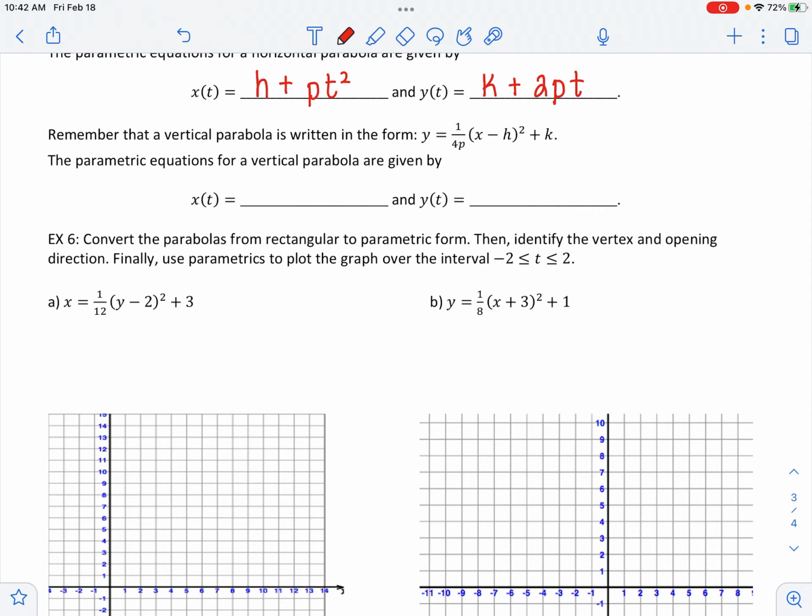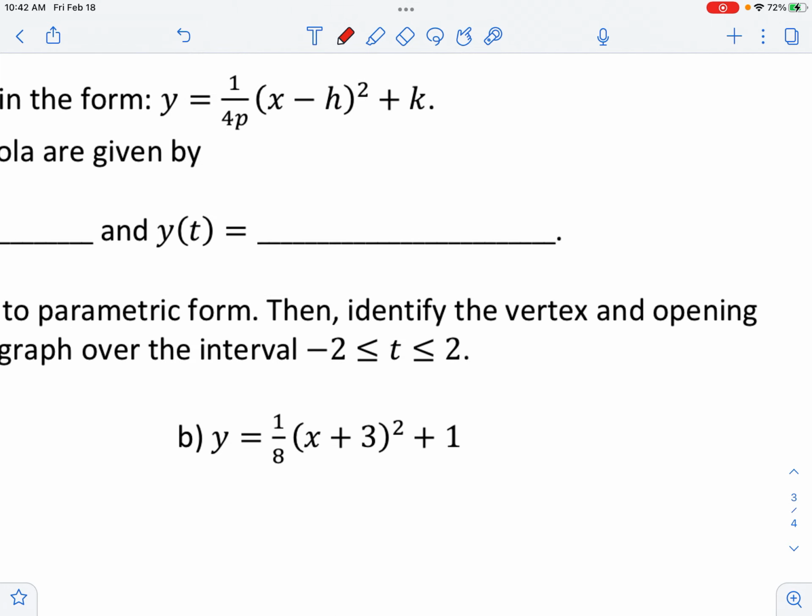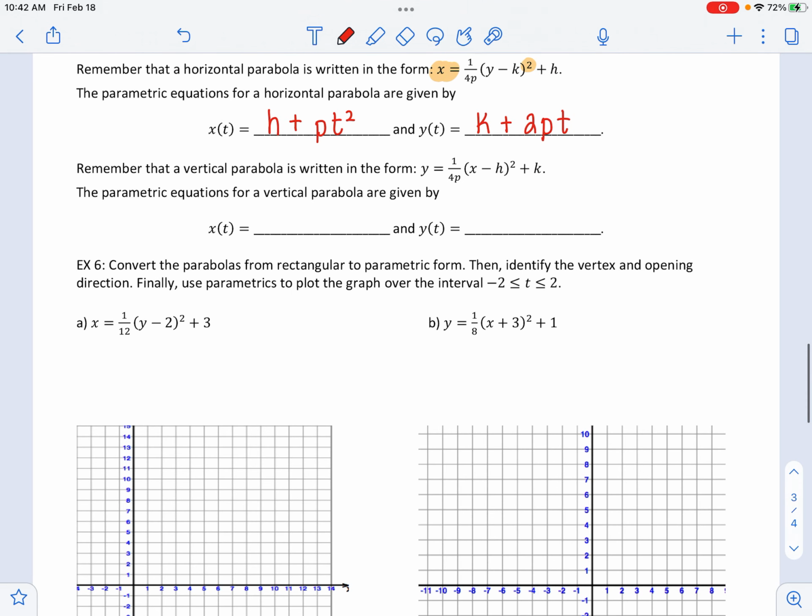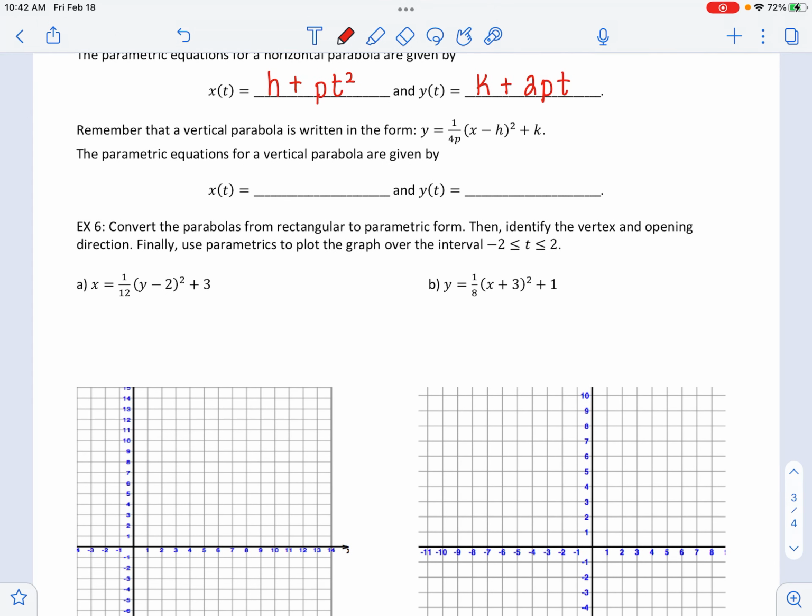The vertical equation of a parabola is similar. We have y equals 1/4p times (x minus h) squared plus k. For the parametric form, the y is going to have the quadratic on it. This is still h and this is still k, because it's still the vertex (h, k), but this is going to be plus pt squared. The quadratic goes with the y if it's y equals, and then this will be plus 2pt.